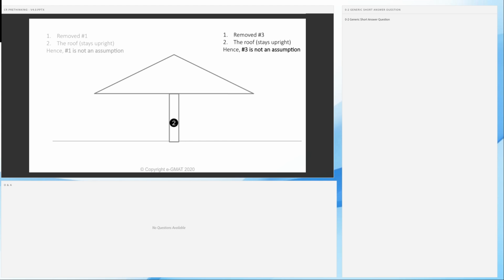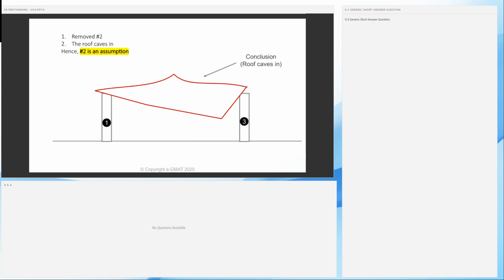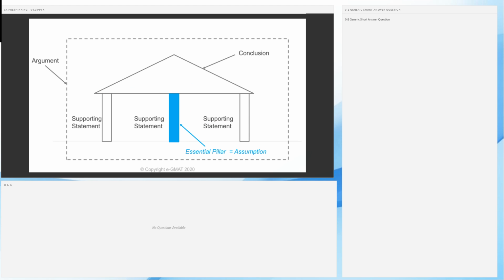If you remove pillar 3, the roof still doesn't cave in, which means pillar 3 is also not an assumption. Now let's bring all of them back and remove pillar 2. As you remove pillar 2, the roof caves in, which is what the definition of an assumption is: an unstated idea that must be true for the conclusion to be valid. So pillar 2 is an essential pillar. It's really important. That is what the assumption does.